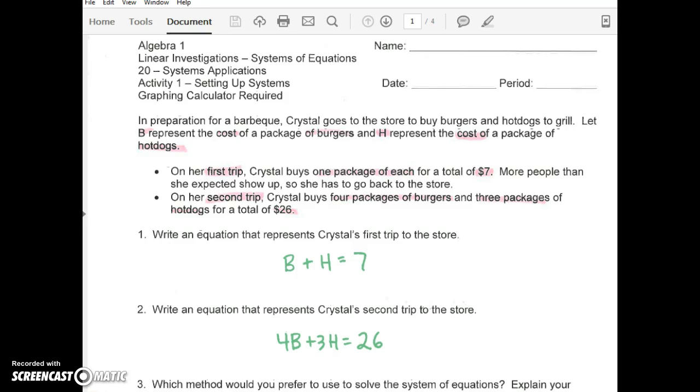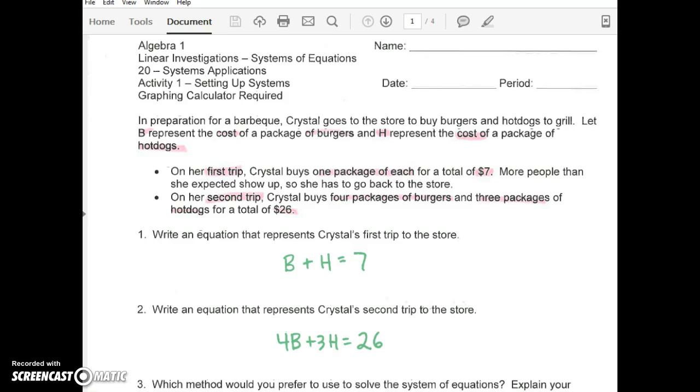So the first problem we're going to look at, it says, in preparation for a barbecue, Crystal goes to the store to buy burgers and hot dogs to grill. So let B represent the cost of a package of burgers. That's key information there. They're defining what the variables should be. And then H represents the cost of a package of hot dogs. On her first trip, Crystal buys one package of each for a total of $7. One package of burgers, one package of hot dogs, and it costs her $7.